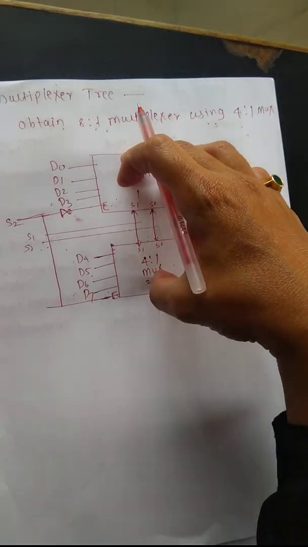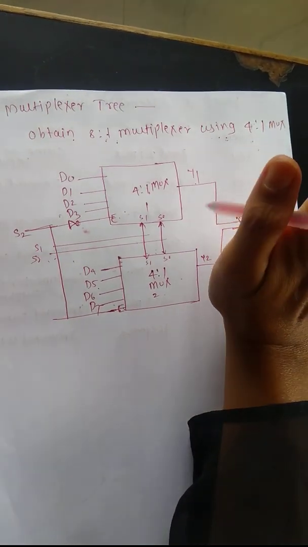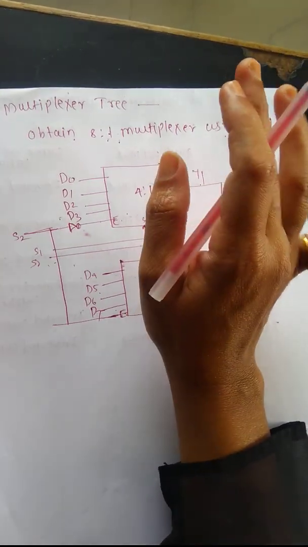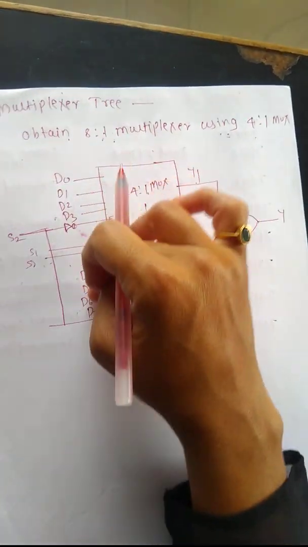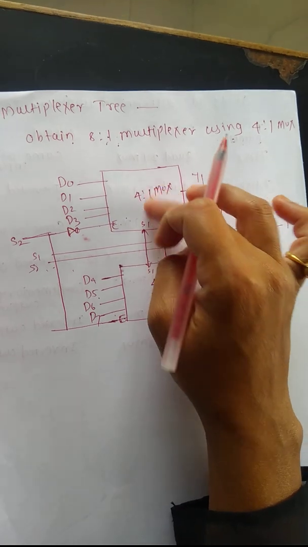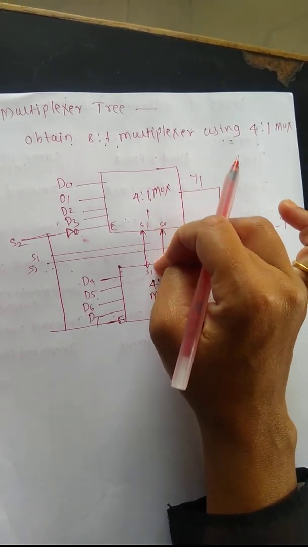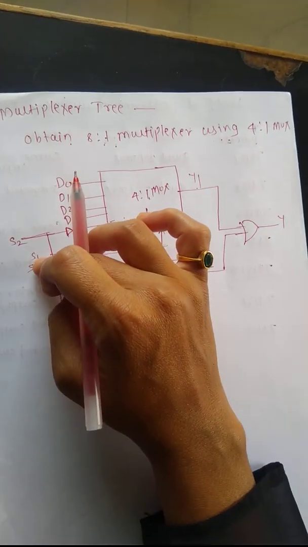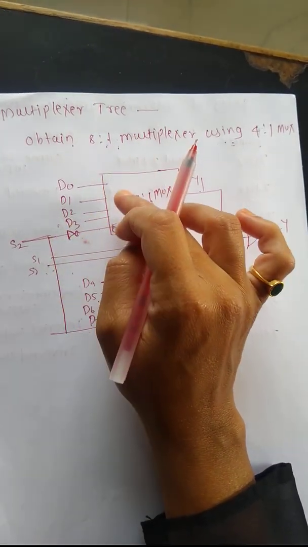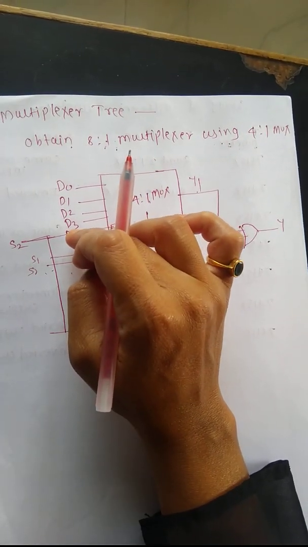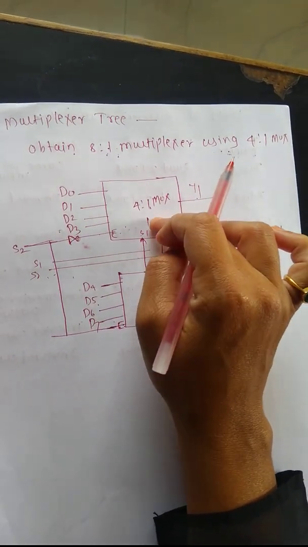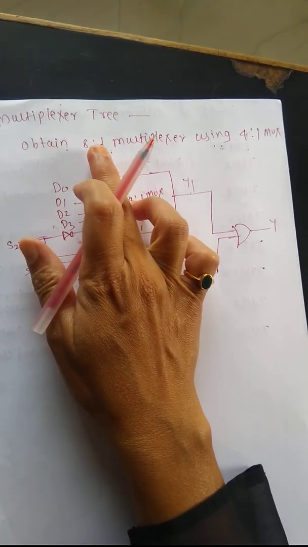What did we obtain? An 8:1 multiplexer using 4:1 multiplexers. A 4:1 multiplexer has 4 input lines, 2 select lines, and 1 output, but 8:1 requires 8 inputs, 3 select lines, and 1 output. So we take two 4:1 multiplexers and get 8 input lines. Two select lines are connected in parallel, giving S0 and S1. For the third select line of 8:1, we connect the enable inputs of multiplexer 1 and multiplexer 2 with a NOT gate in between, because only one multiplexer is enabled at a time, and we get S2.